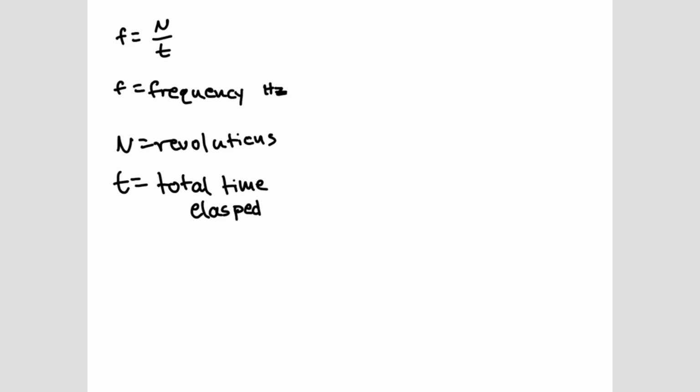Or another way to think about it is the total time elapsed for the total number of revolutions. So if I had, let's go with 8 revolutions in 10 seconds, then my frequency would be 0.8, because 8 divided by 10 is 0.8.